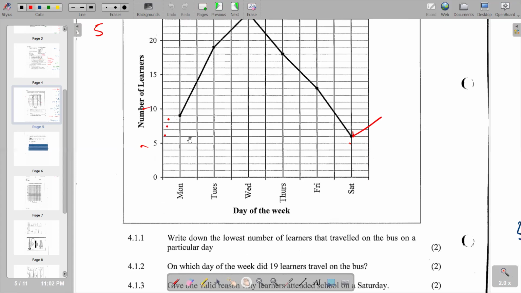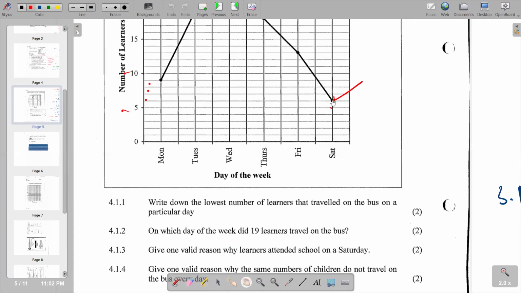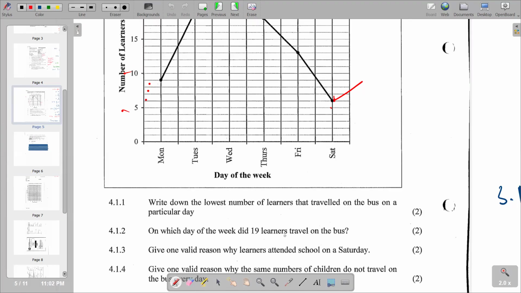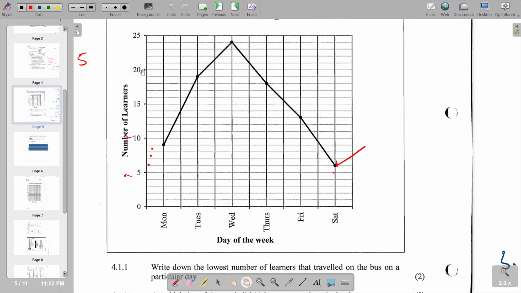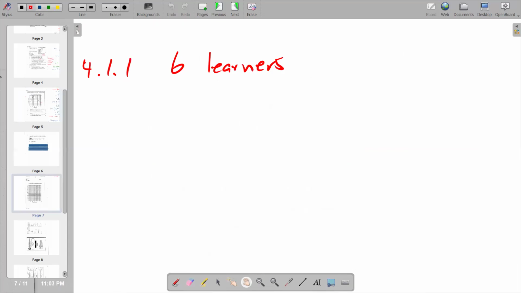Then we go to the next question. Maybe we can remember this is representing 6 learners. And then we move on to the next: 19 learners travel on the bus. So obviously 19 learners is just below 20. We've got 20 here, so below 20, that's why we've got 19. So you see that we've got 19 here, and if you go down, you see that we find it on Tuesday. So it's Tuesday, which is 4.1.2. So we are saying 4.1.2, and the answer is Tuesday.